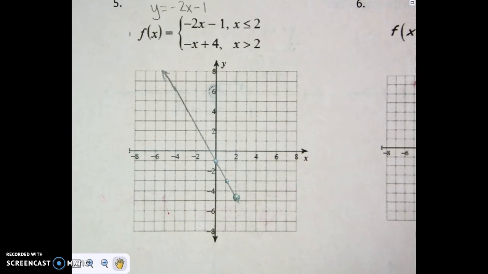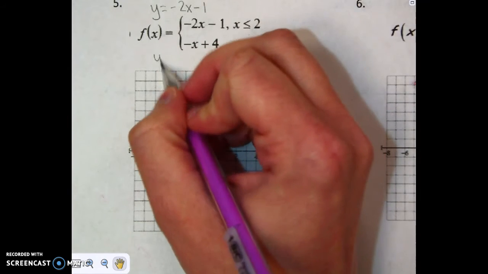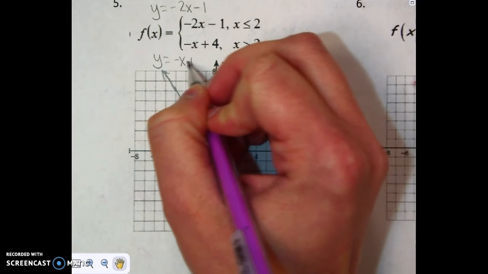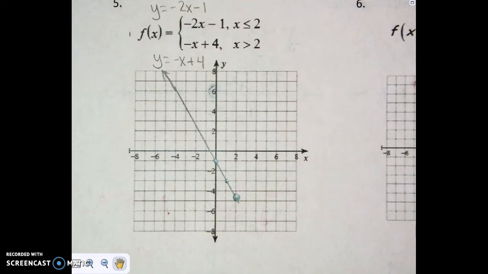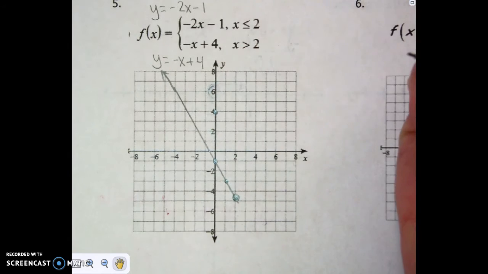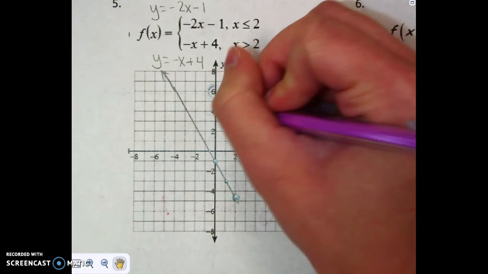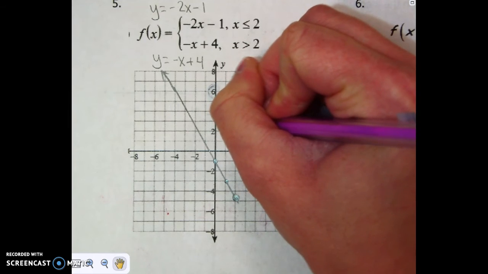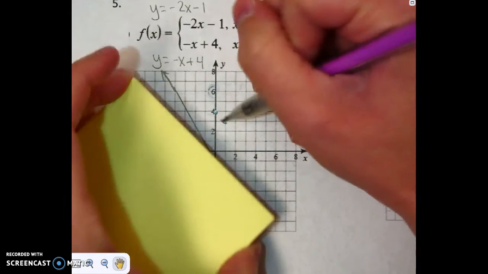Now graph the second line. The second line is y equals negative x plus 4. And I'll give you a few seconds to graph that as well. Okay, what's the y-intercept of that second one? 4. So you start at a positive 4, and then what? Go down. Okay, let me draw my line.